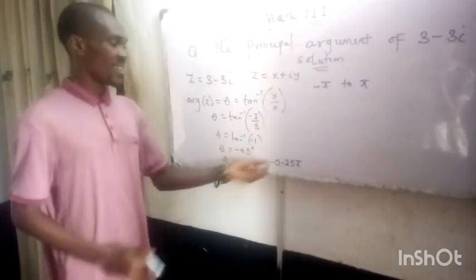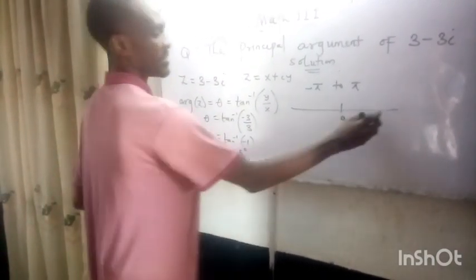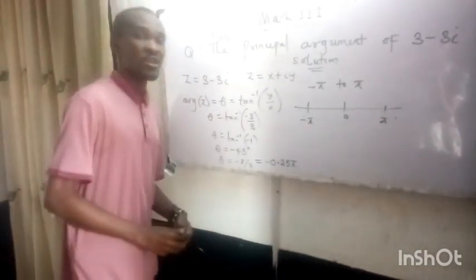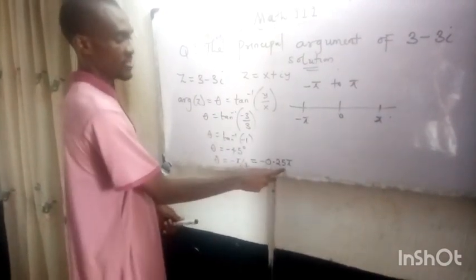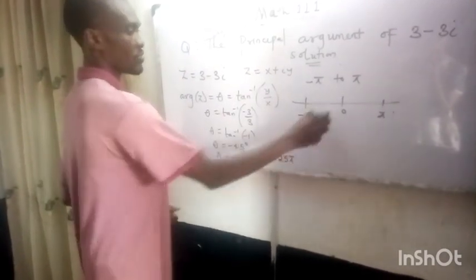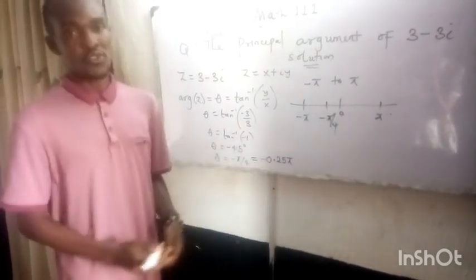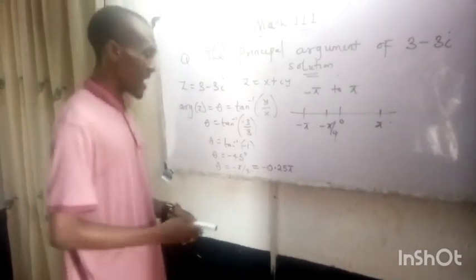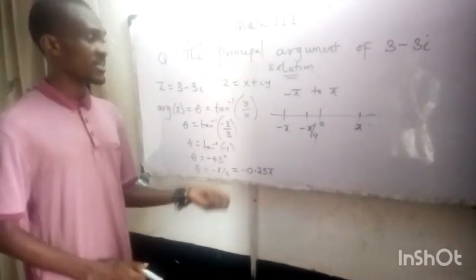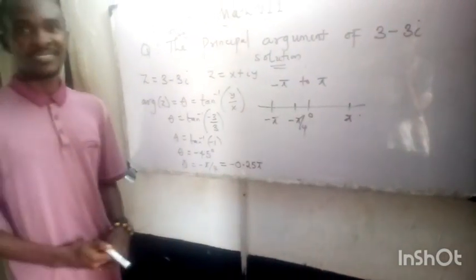Of course, if you check the number line, this is 0, and if we call this pi and call this minus pi, then definitely you see that this is actually a bigger number compared to minus pi. So it's going to be lying somewhere here, which is minus pi over 4. So our principal argument is actually minus pi over 4, because the value of the argument lies between the range minus pi to pi. Thank you.